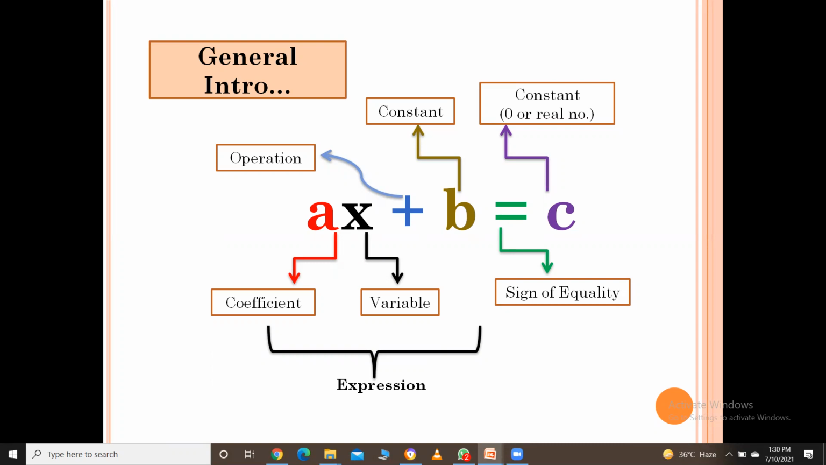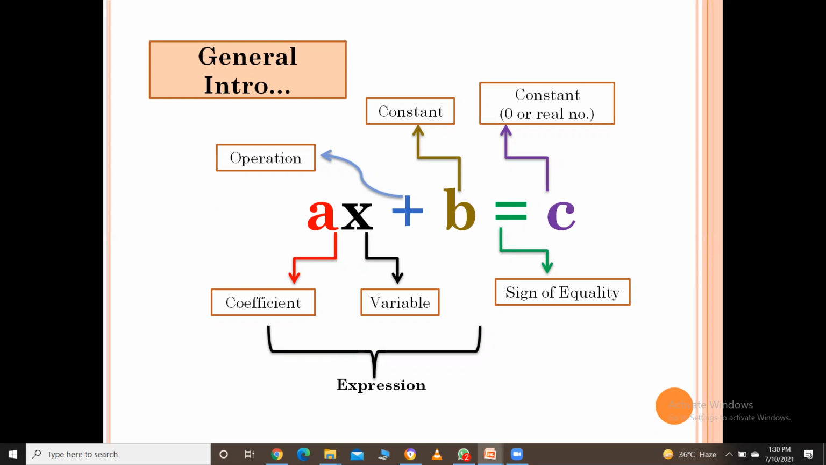Now, what is a variable? Variables mean something that vary or change. A variable can take different numerical values as its value is not fixed. It is denoted by letters or alphabets like X, Y, Z, P, etc. Using variables, we form expressions by performing different operations like addition, subtraction, multiplication, and division on the variable.